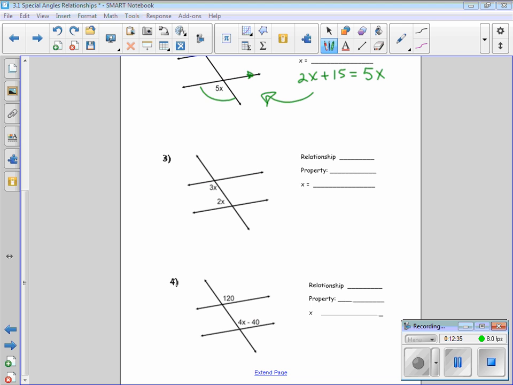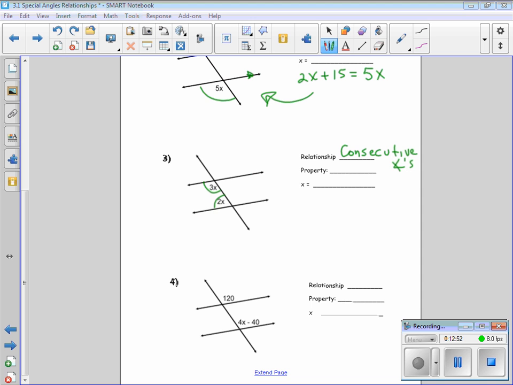All right, next up for this one, the relationship is consecutive angles. And what do you think about these? Do you think these two angles are congruent? One's obtuse and one's acute, so that immediately withdraws that idea.